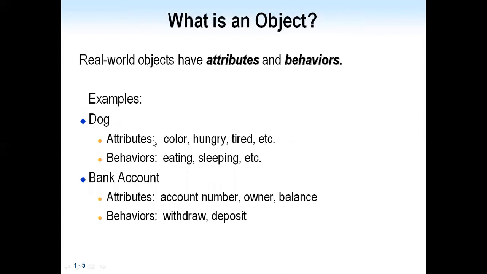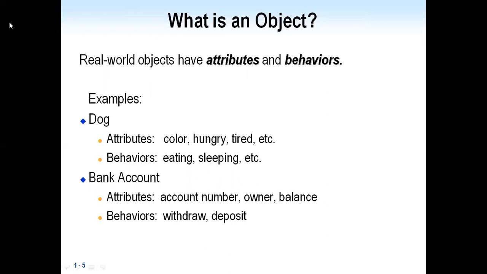The first question: what is meant by an object? In the real world, an object is an entity, or a person. Actually, an object means any real world object. For example, a person is one object. A bank account is one object. An ATM is one object.